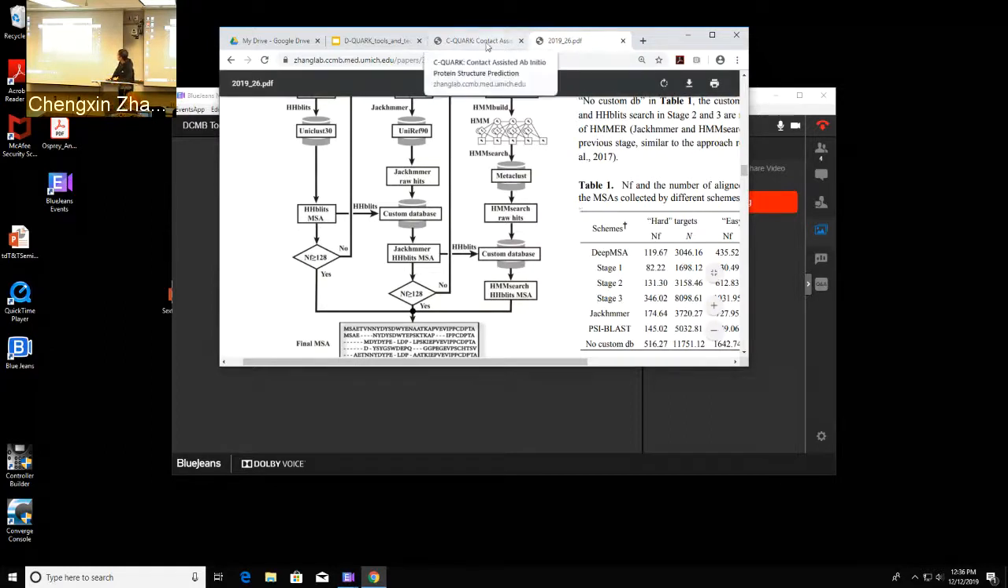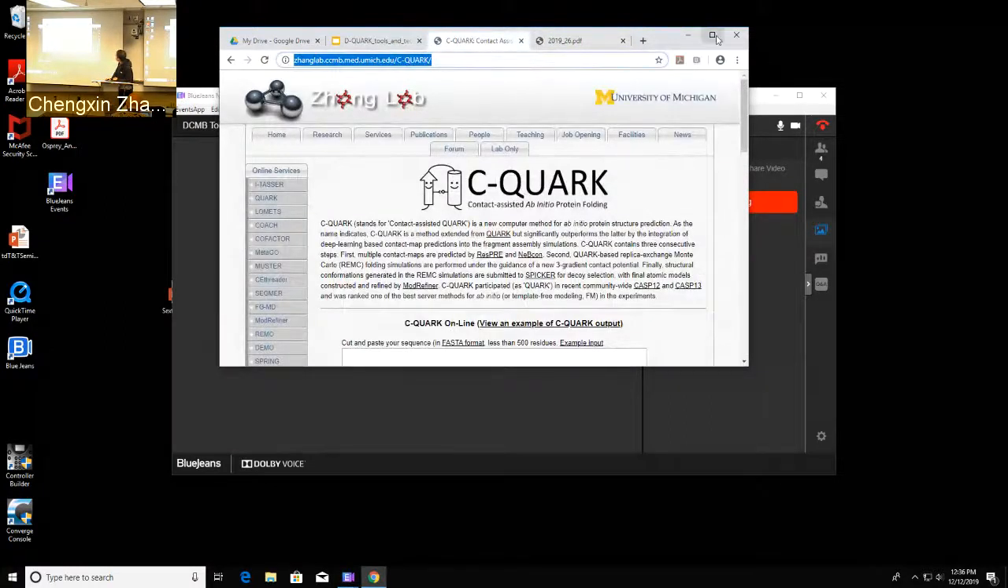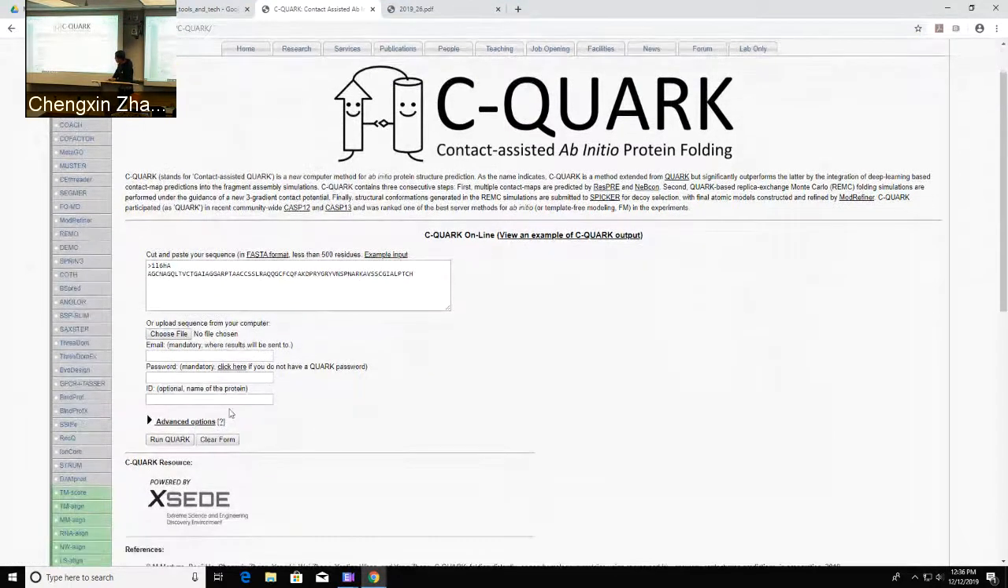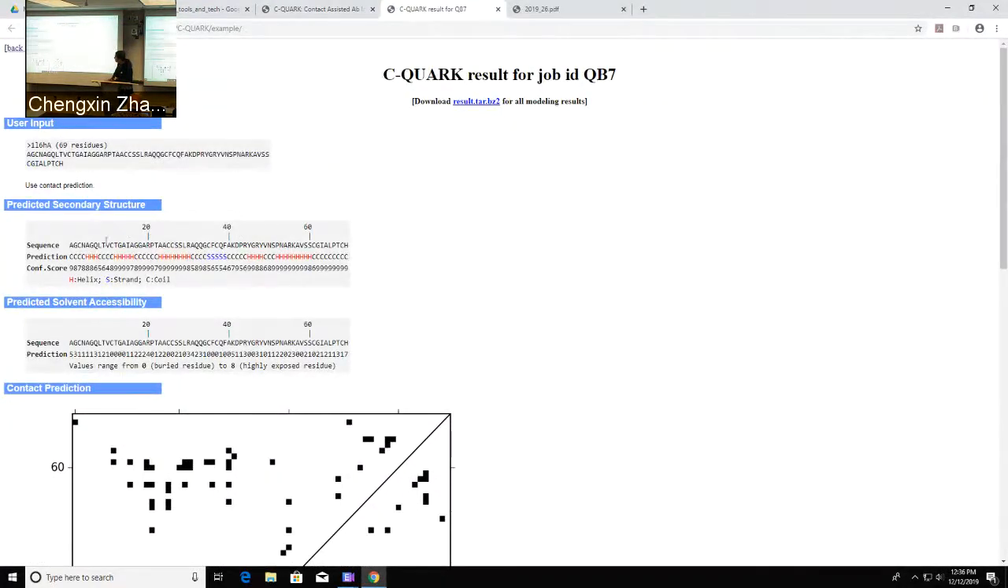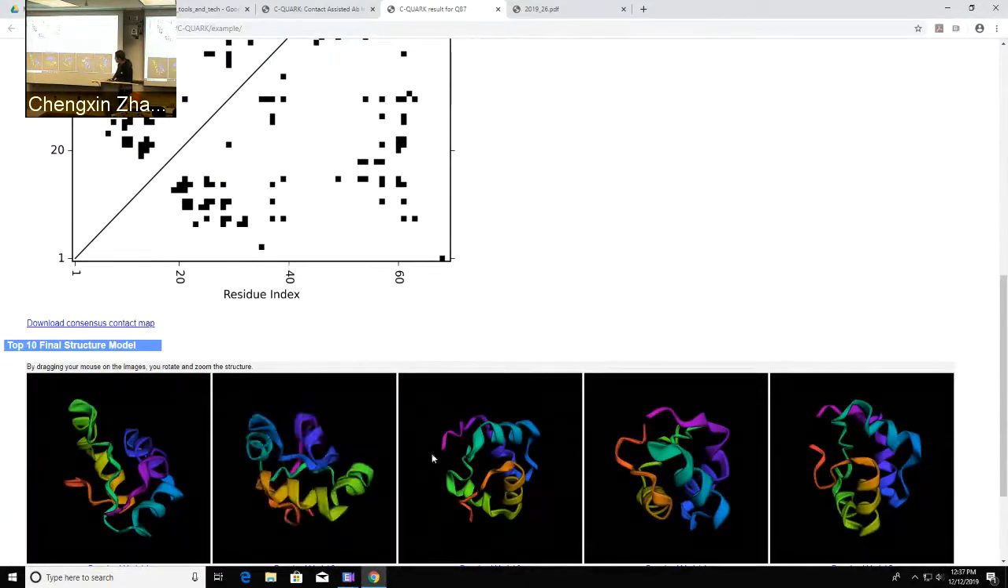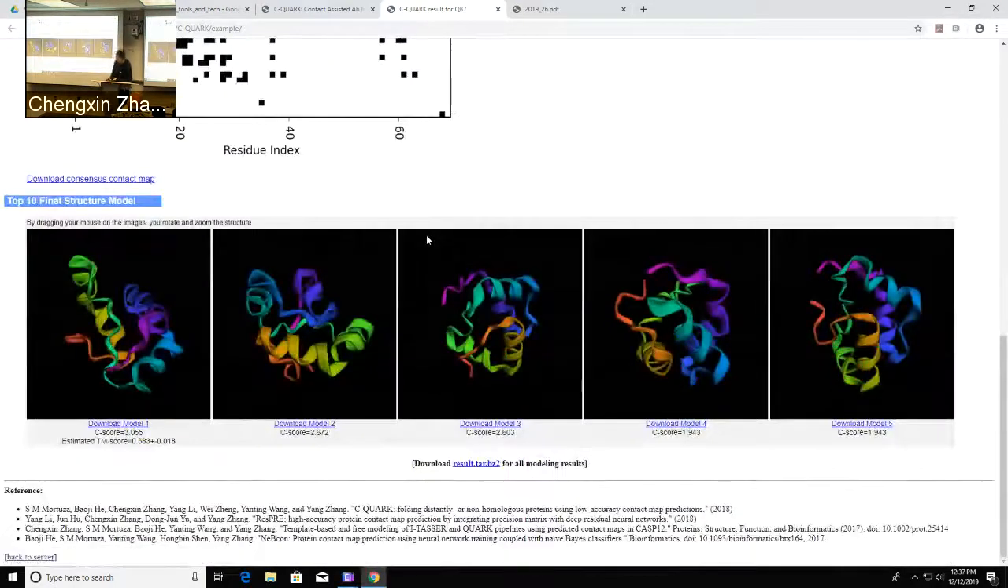By the way, I forgot to show our server. We don't have the latest server with the distance prediction, but we do have the server for contact-assisted protein structure prediction, where you can put your sequence here and run it. The result looks like this: you have your sequence, your secondary structure prediction, accessibility, your predicted contact map, and different structures, and you can rotate and play around or download.